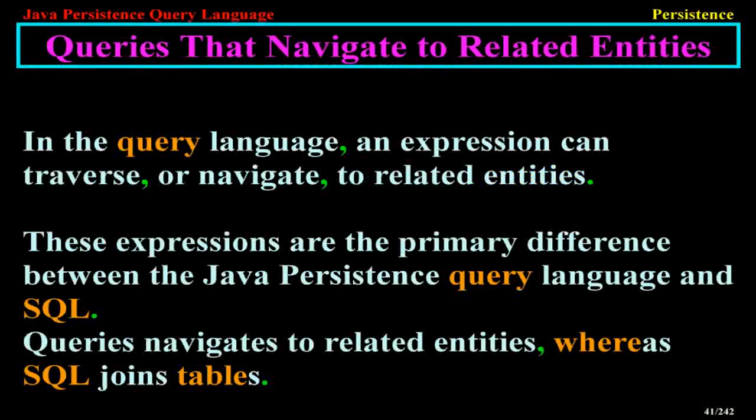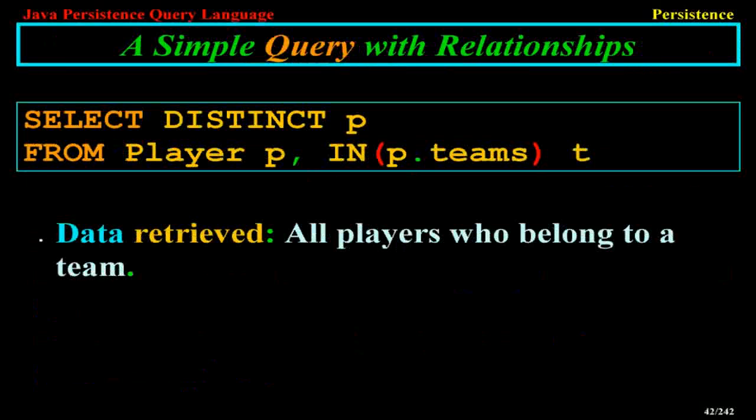Queries that navigate to related entities. In the query language, an expression can traverse or navigate to related entities. These expressions are the primary difference between the Java Persistence query language and SQL. Queries navigate to related entities, whereas SQL joins tables.